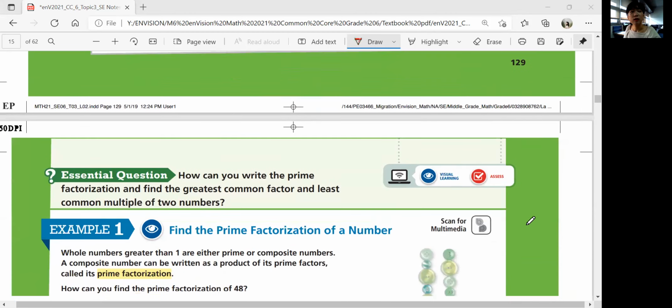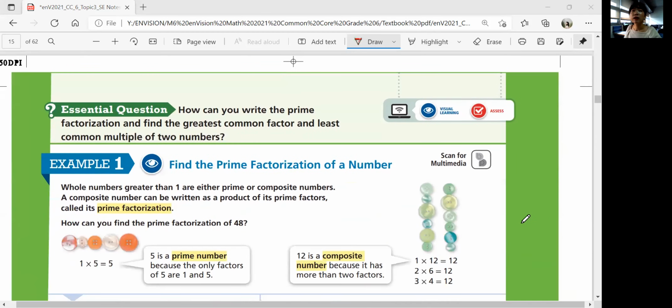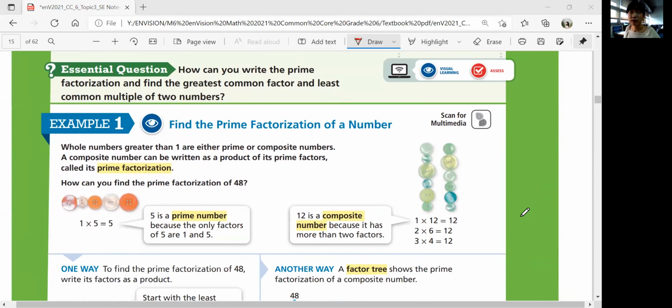Let's look at the next page. Think about this question throughout this lesson. How can you write the prime factorization and find the greatest common factor and least common multiple of 2 numbers? Okay. What's the greatest common factor? What's the least common multiple?